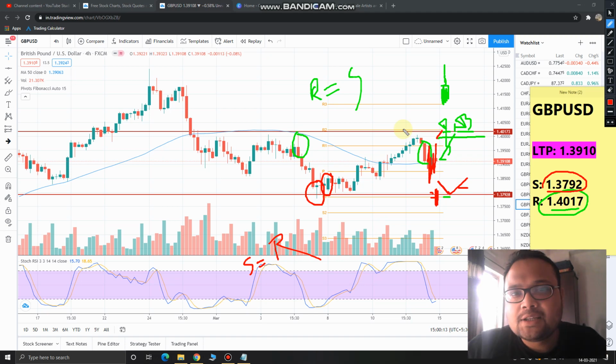So this is the simple analysis for GBP USD for 15th March Monday.